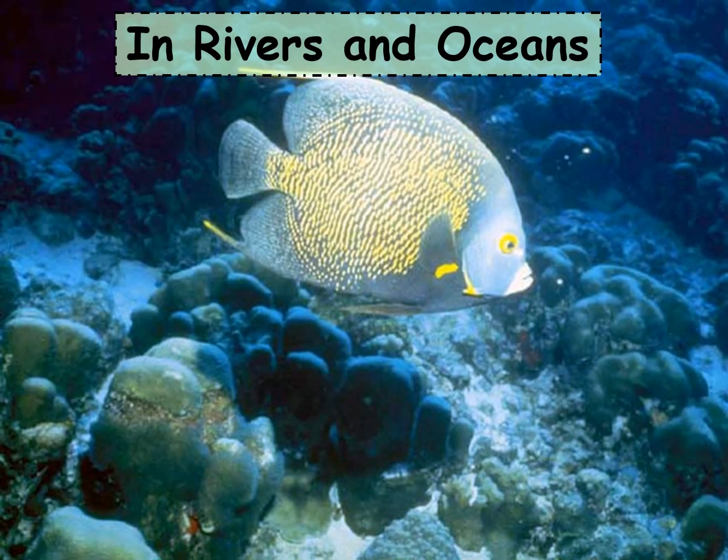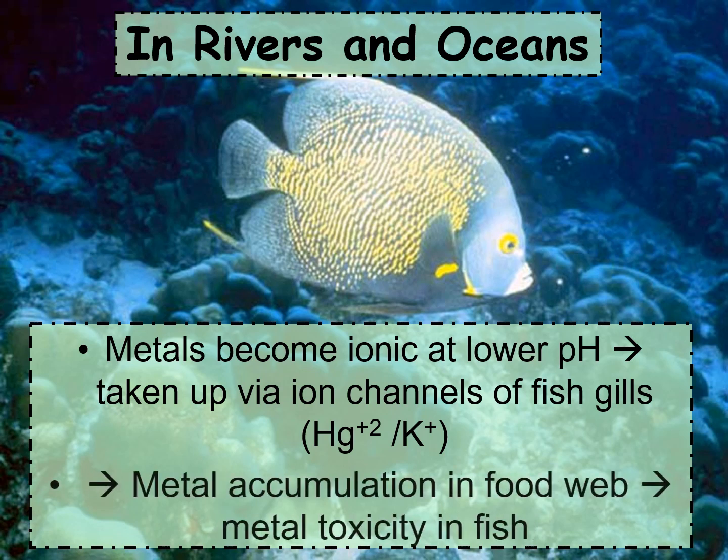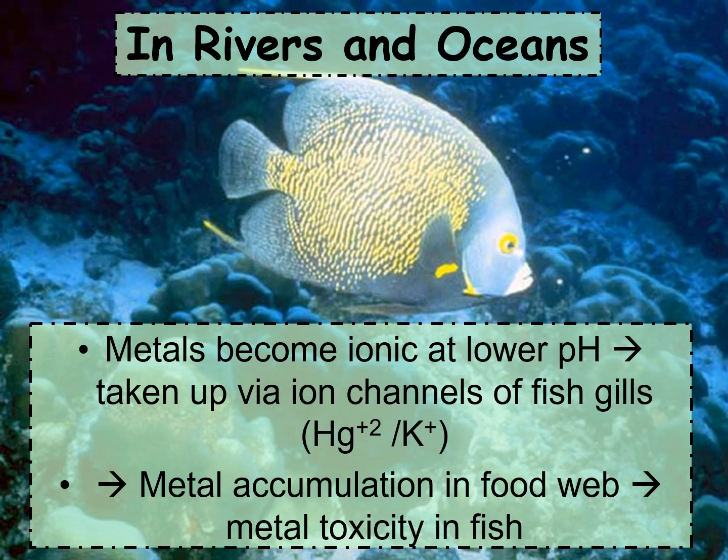One of the things that you may have learned in chemistry is that when you apply an acid to a metal compound, something that contains a metal but is a compound, that acid will cause the compound to break apart and the metals will become free floating in the environment. Why is that a problem? If these metals are free floating in the environment, organisms like fish can take them up. So they can accumulate metals in their system and it can lead to metal toxicity in fish.